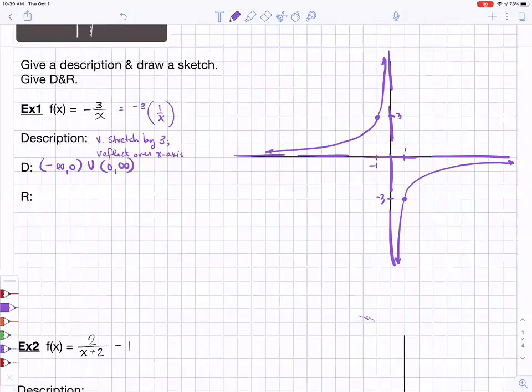Somebody else? What about the range? Let's start at the bottom. Now, I just put in the rounds. Why am I putting in the rounds, Blake? Yeah, you can't touch those asymptotes. You can't touch that.